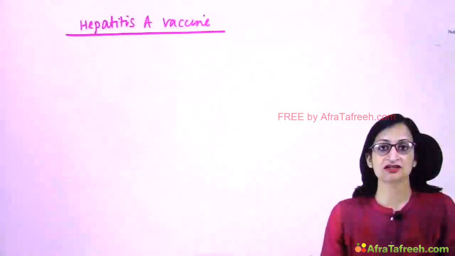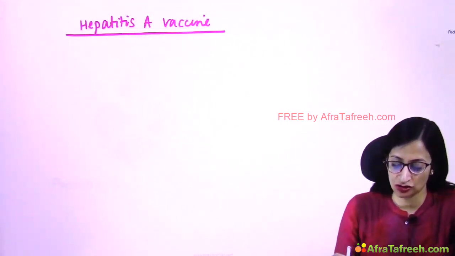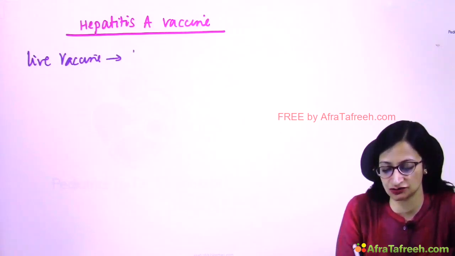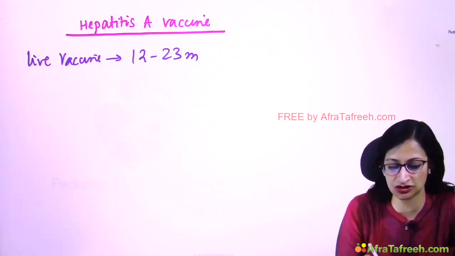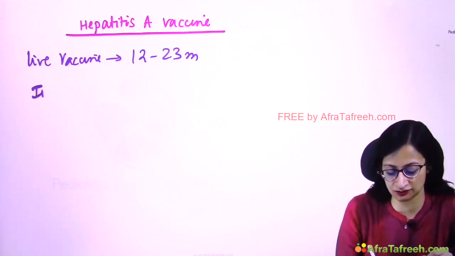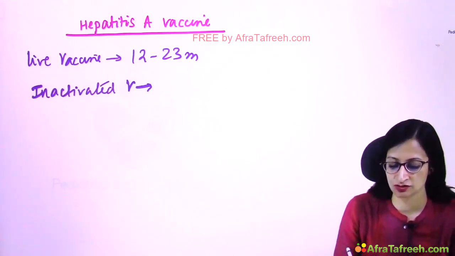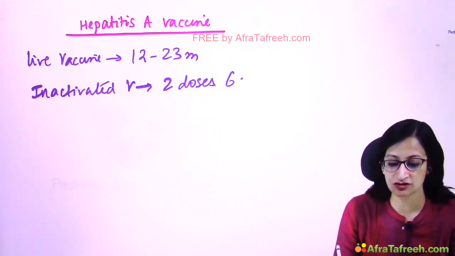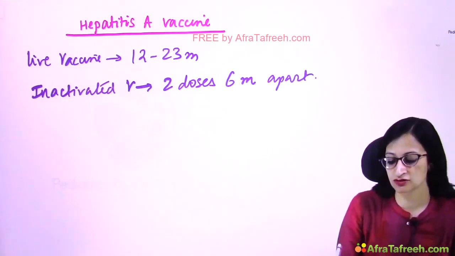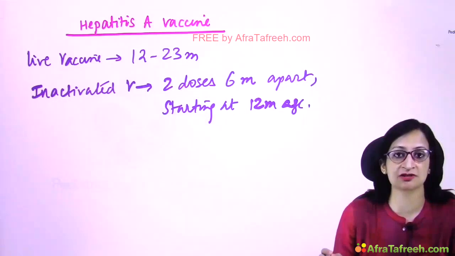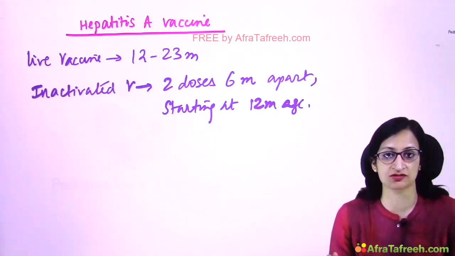Okay. About the hepatitis A vaccine. So hepatitis A vaccine, as we already mentioned, 2 types of vaccines are available. One is the live vaccine, for which only single dose is sufficient, which is to be given at 12 to 23 months of age. Another is the inactivated vaccine, for which 2 doses are recommended 6 months apart. So 2 doses 6 months apart, starting at 1 year age. Okay. IAP recommends hepatitis A vaccine to be given to all healthy children.